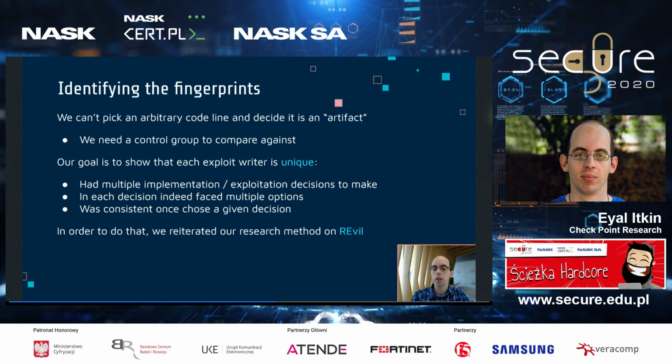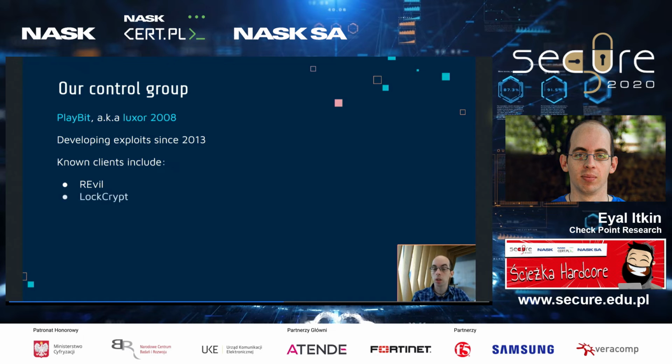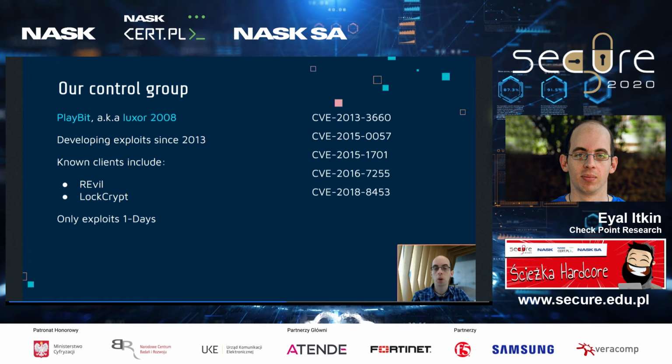In order to do that, we reiterated the research method on Eyal, which embeds a 1-day exploit for the following vulnerability. And once again, the research technique worked. So our control group is Playbit, also known as Laxo2008. We found it to develop exploits since 2013, and known clients include Eyal and Lockcrypt and other crimeware. Playbit only exploits 1-days, at least to our knowledge, and we were able to find the list of the following 5 1-days that were exploited and sold.